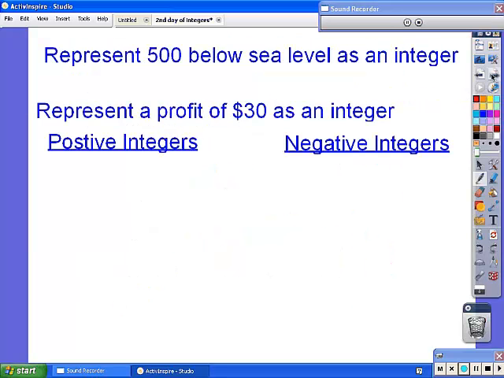All right, represent 500 below sea level as an integer. Keyword is below, so we know that means we're going to have a negative. You have your number, -500. All right, represent a profit of $30 as an integer. Okay, profit is a good thing, so that would be a positive $30. All right, if I said you're gaining 3 pounds, would that be a positive or a negative integer? You're gaining, so gain would be a positive.